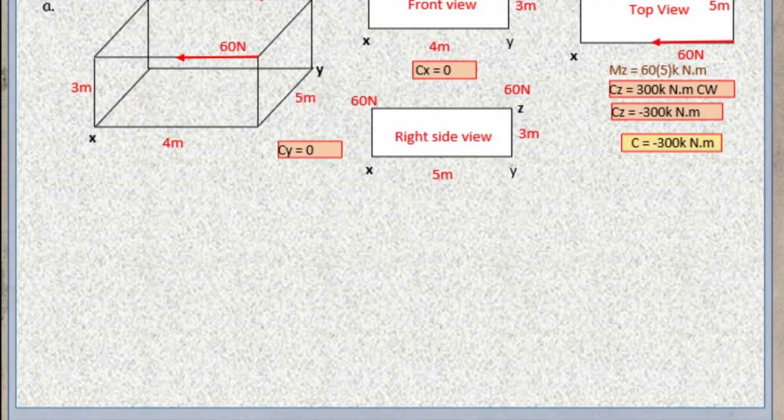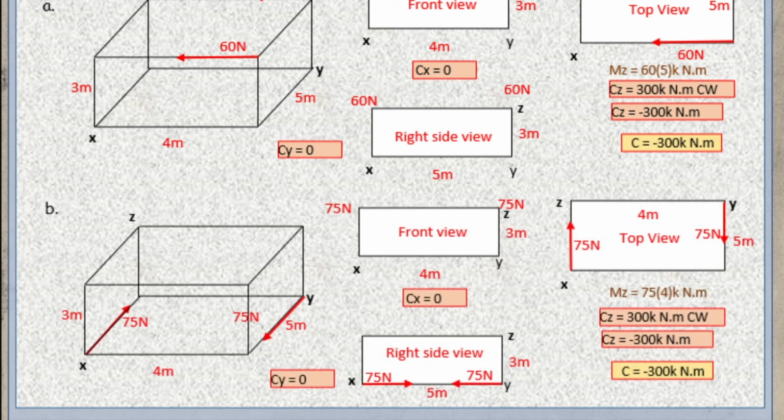And now let's try to compare figure A to our figure B. The explanation is the same as at A. For our couple X, looking at its front view, as we can see, this 75 Newton cannot be seen but lies at a point here. So for our couple X, it is equal to 0.